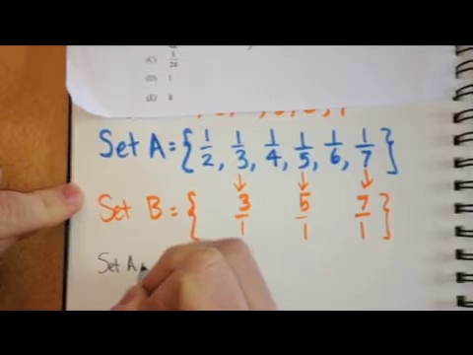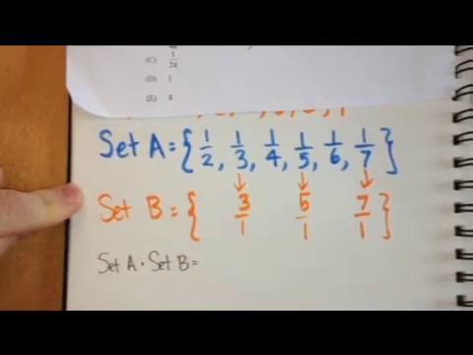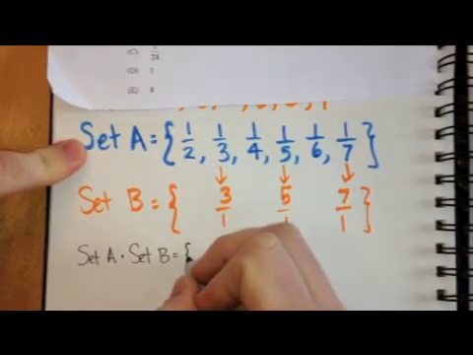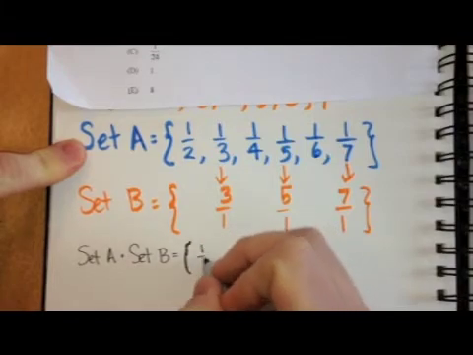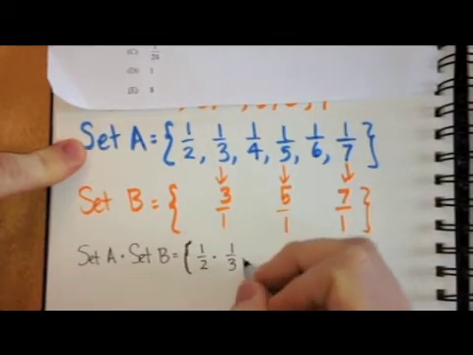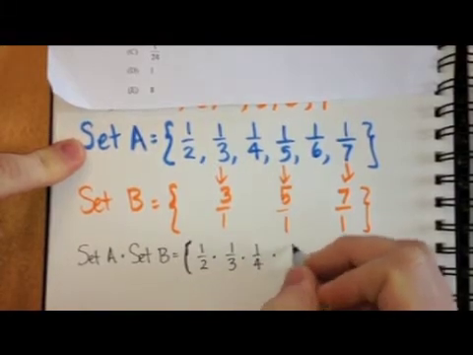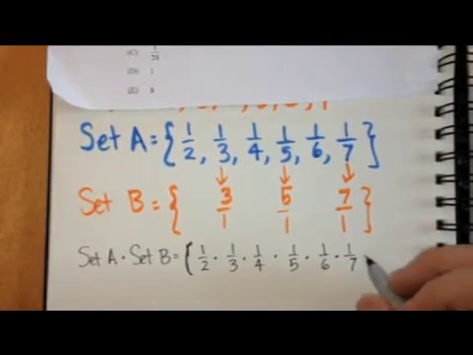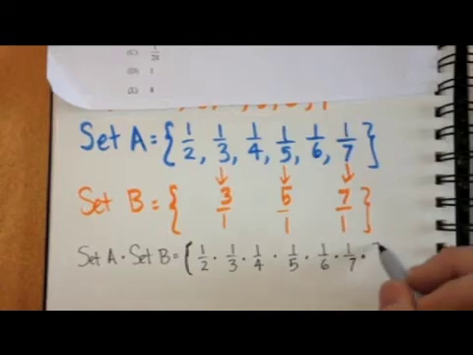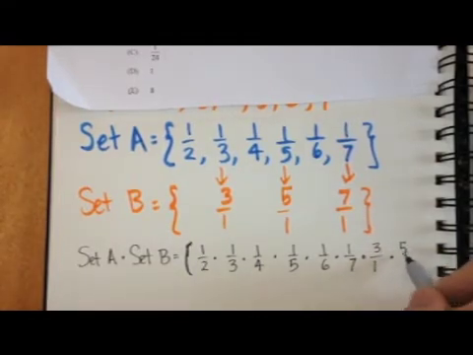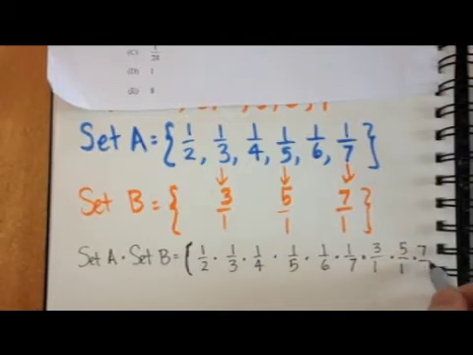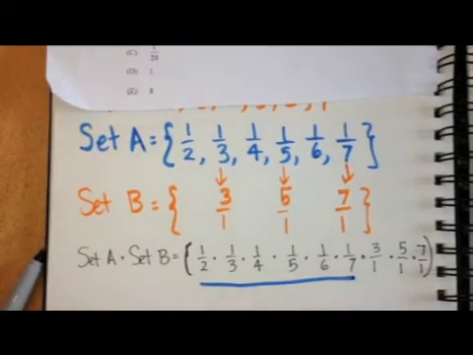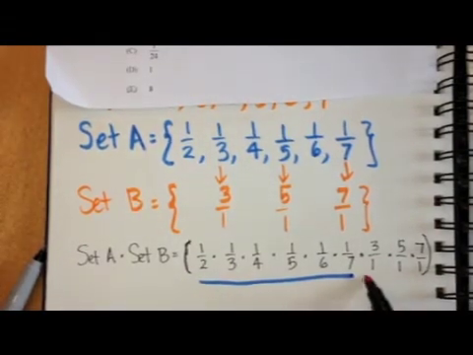Set A times set B equals. Let's see if I can put all these together. It's a product, so I'll just put it in parentheses. 1/2 times 1/3 times 1/4 times 1/5 times 1/6 times 1/7 times 3/1 times 5/1 times 7/1. There's my set A numbers. And there's my set B numbers.